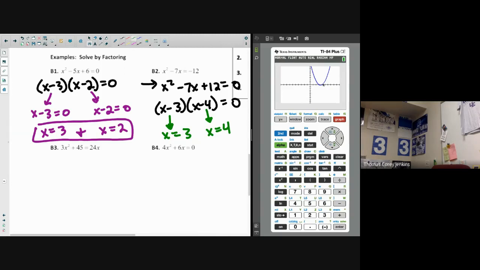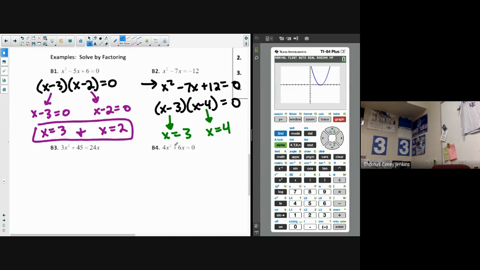Okay, so let me leave B3 for you, and then I'll just show B4 and then be done with it for this lesson. But remember, on B3, you can always check on the filled out notes for these solutions. That'd be another way you could check your answer in this scenario.